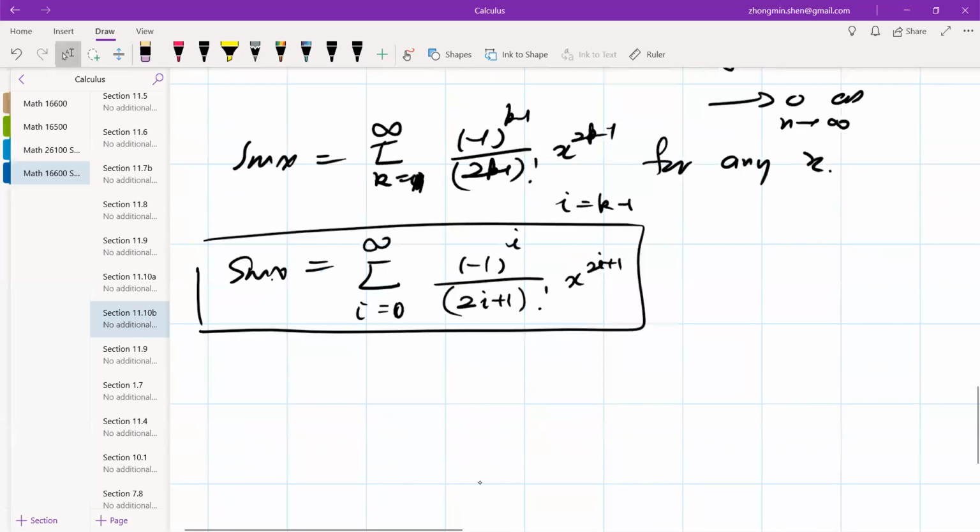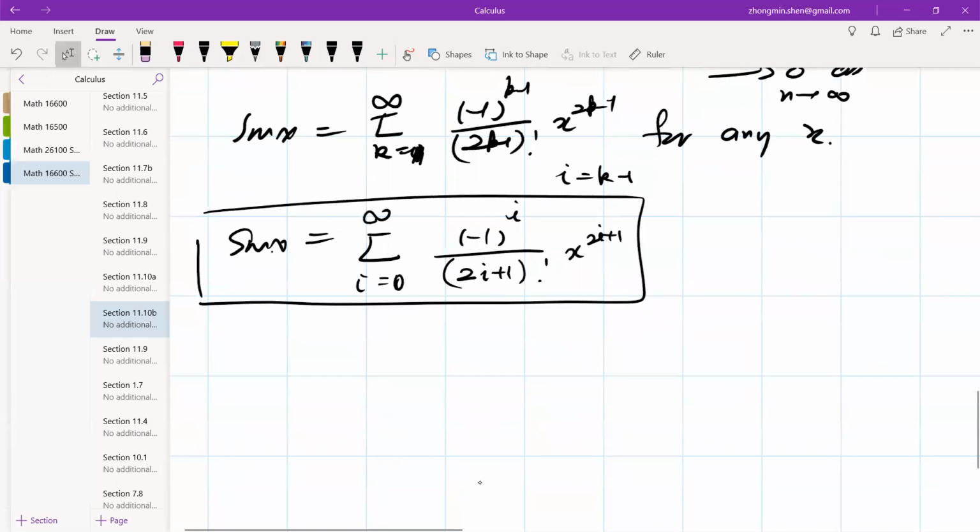All right, so now how to get cosine? Should you repeat again? No. Just differentiate, right? Differentiate both sides, because this holds for any x. Okay, so the radius of convergence is going to be infinity, so don't worry about that. It's just differentiate. If you differentiate, you get cosine x.